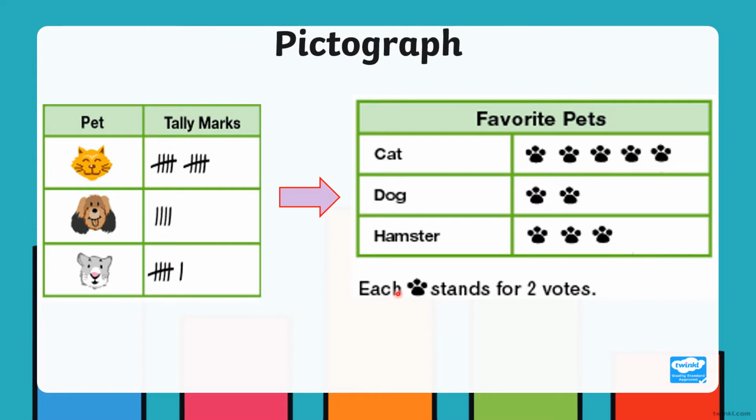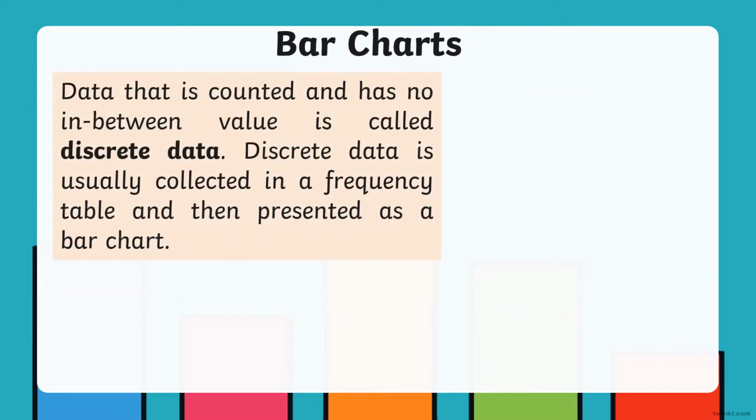So we have 3 icons in here, which is equivalent to 6. So this is the key wherein it explains about the icon. So each icon stands for 2 votes. Now let's move on to bar charts.